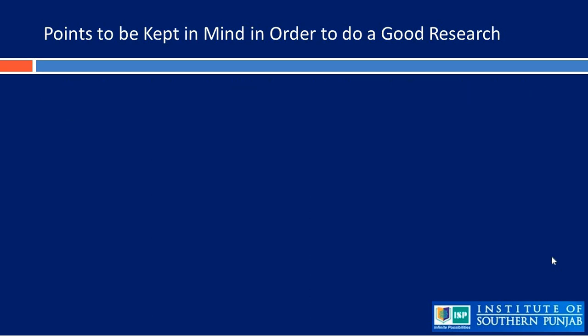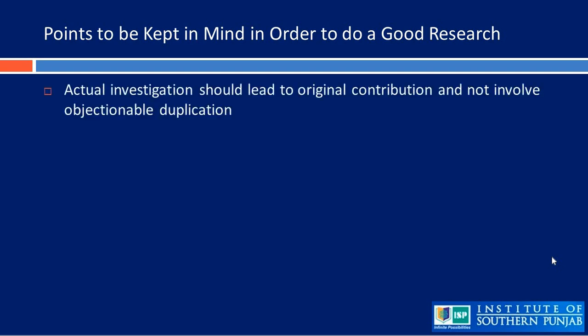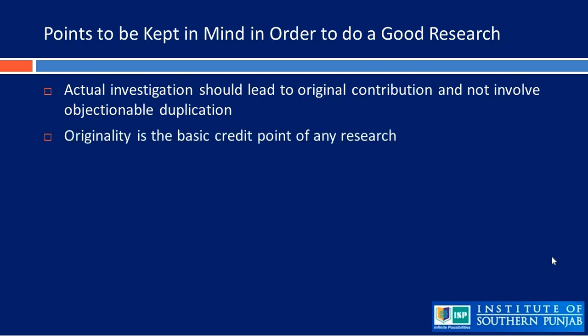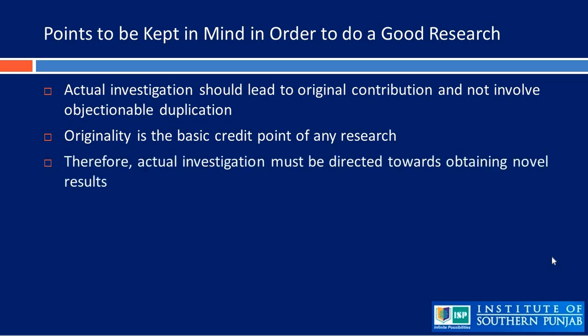Dear students, now we see what are the points to be kept in mind in order to do a good research. Number 1. Actual investigation should lead to original contribution and not involve objectionable duplication. Originality is the basic credit point of any research. Therefore, actual investigation must be directed towards obtaining novel results.